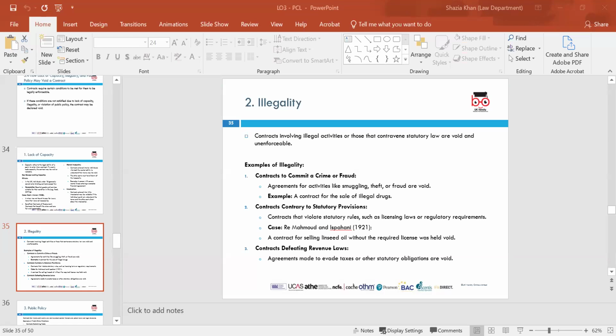It could be bribery, it could be perjury, it could be obstruction of justice. Contracts prohibit, there is no question as to the illegality of the contract. So an agreement made to evade taxes or involving illegal drugs or anything like that would make the contract void.